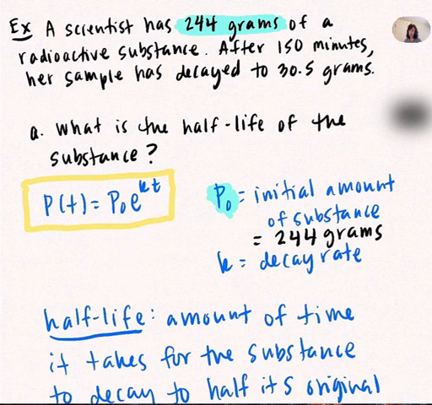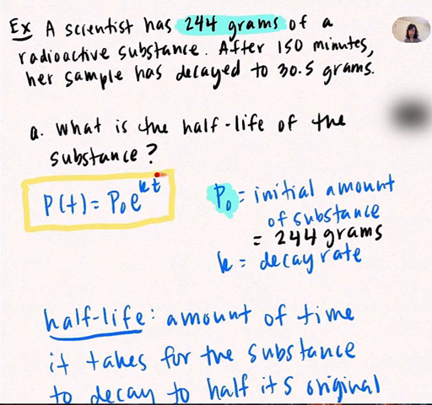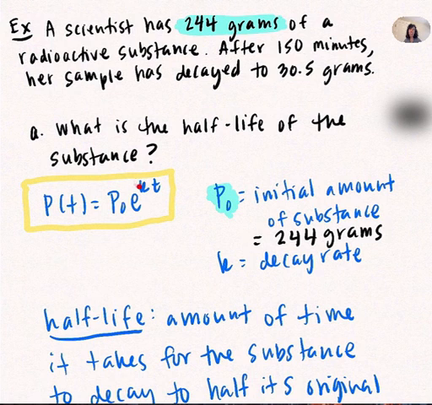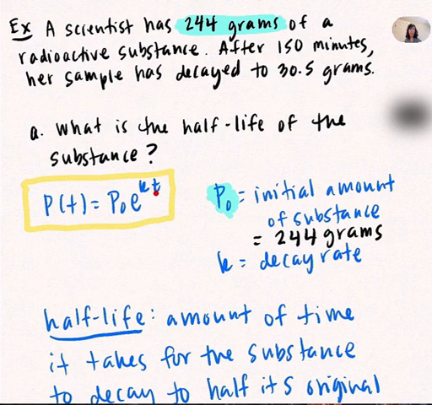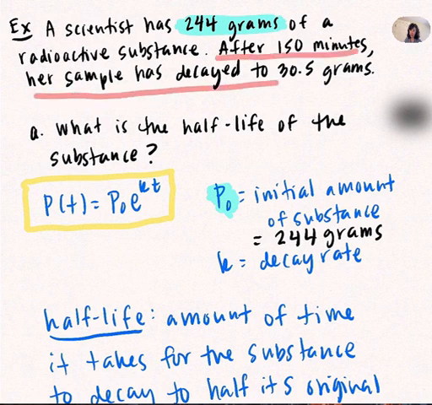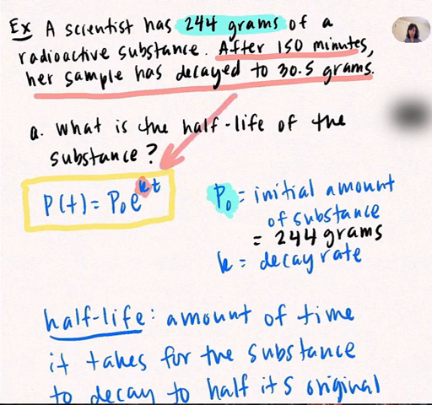Now, we have this general equation for the decay of a radioactive substance. We know what P naught is. We don't know what K is. But we do know something about what the output P of T is, or how much substance there is after a certain number of minutes. And this extra little bit of information about how after 150 minutes the sample decays to 30.5 grams, that'll actually allow us to find K. So we can find K with that extra info.